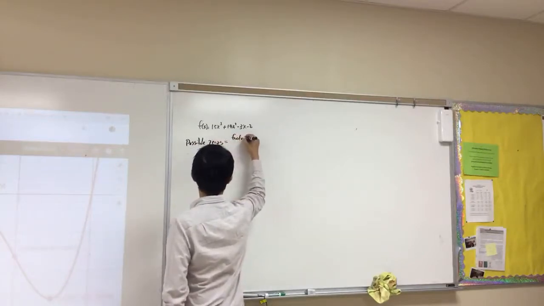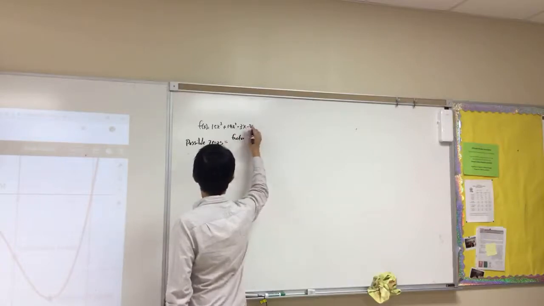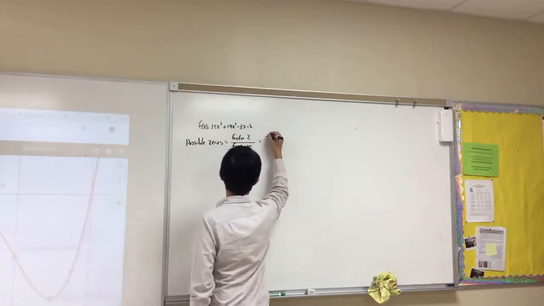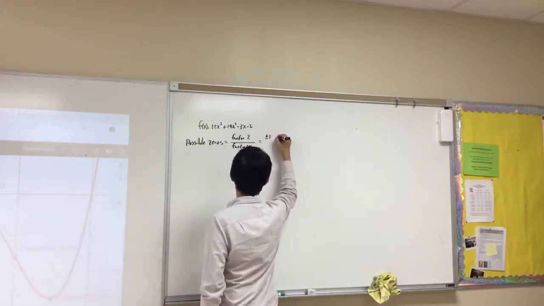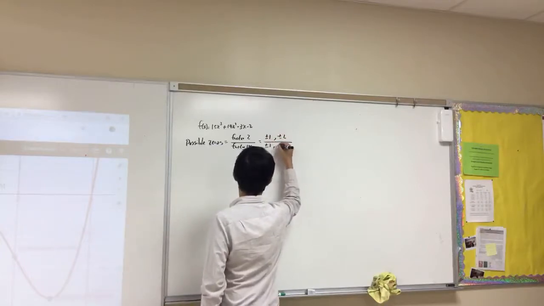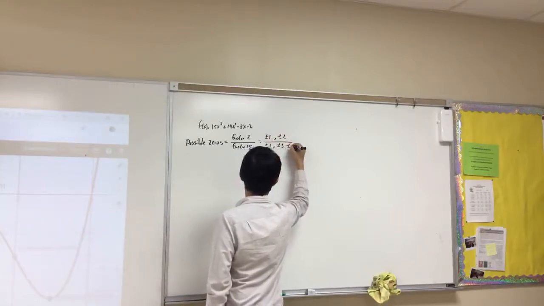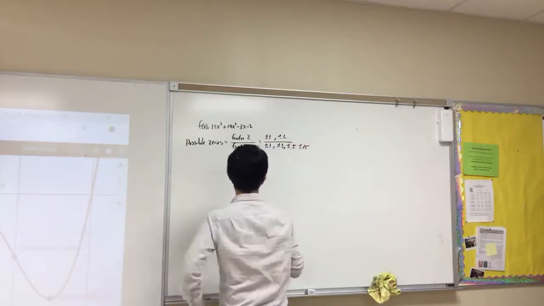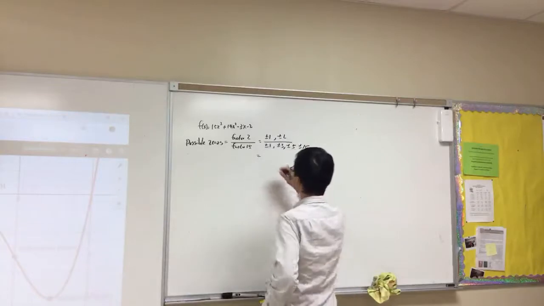Factor of what? 2 and 15. So, factors of 15. Just write it down: plus minus 1, plus minus 2, and then plus minus 1, plus minus 3, plus minus 5, and plus minus 15. So, can I list down all of them?